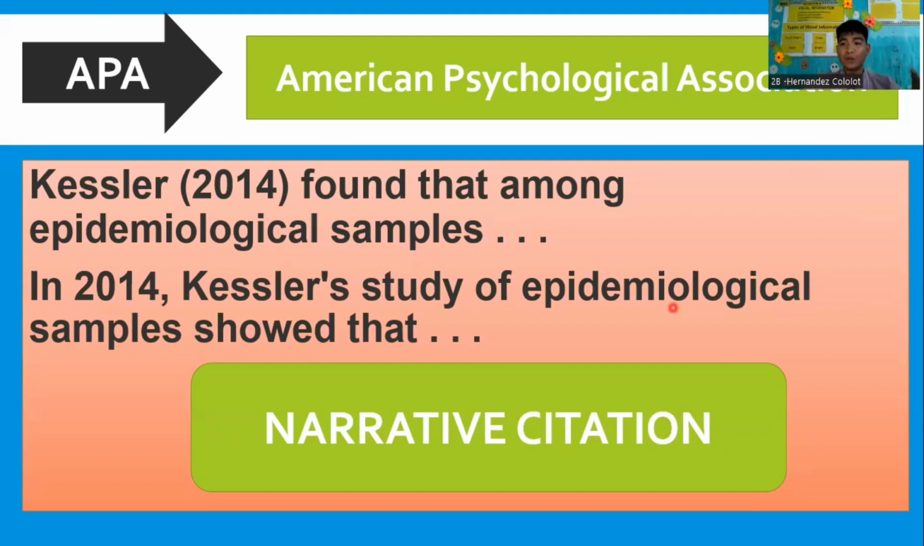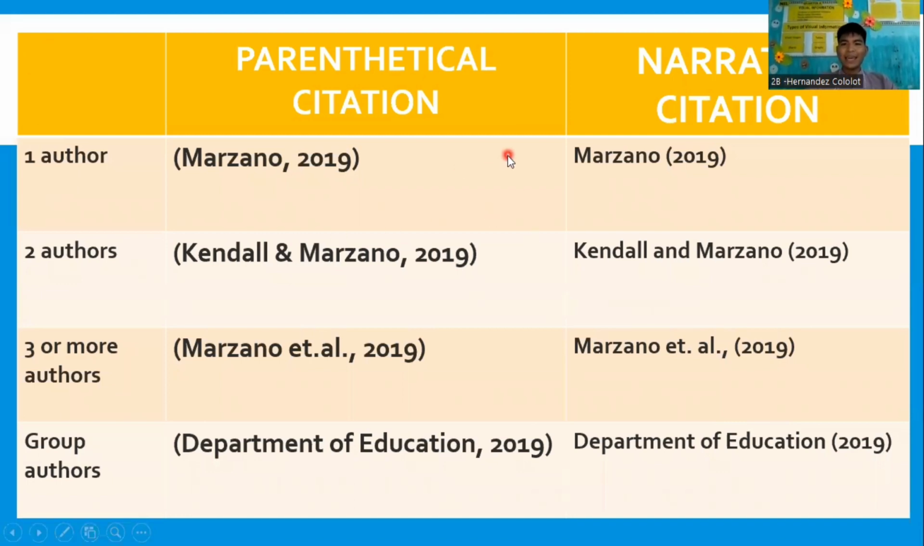Okay, so when you use a direct quote or paraphrase in your work, you are going to include the page number, okay? Because as mentioned earlier, page number is used when you are going to quote a particular text or a particular idea from another source. Okay, is it clear? Now let's move on to this one. So here is a sample, or this is the idea on how to write a parenthetical citation and a narrative citation. Okay, now let's move on to the next part.